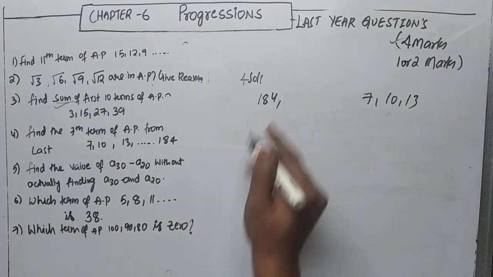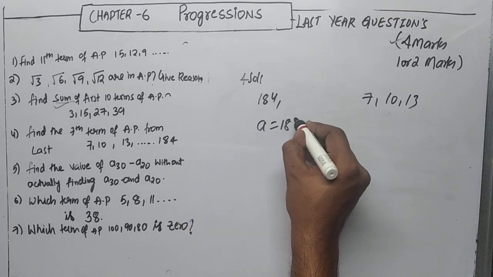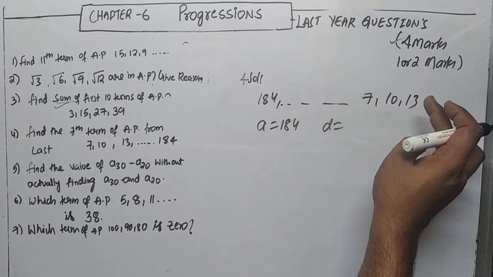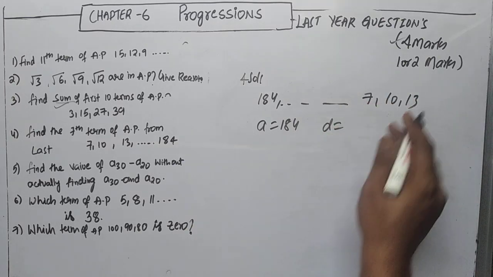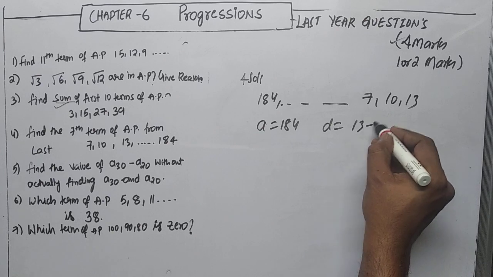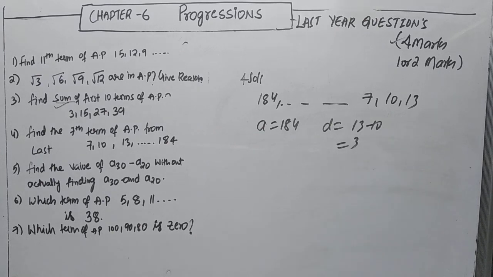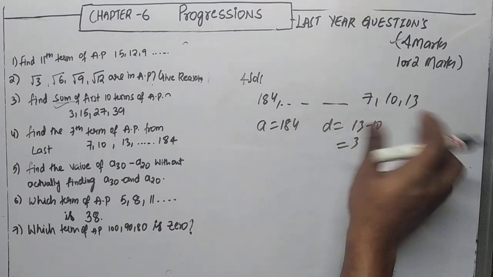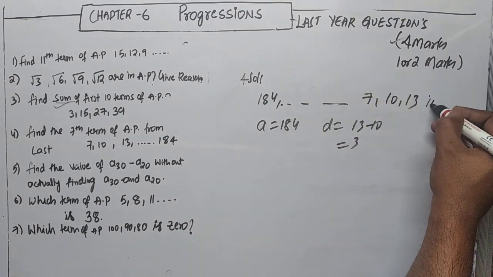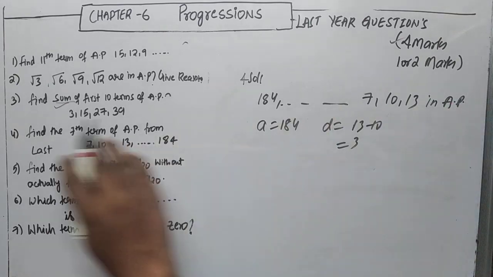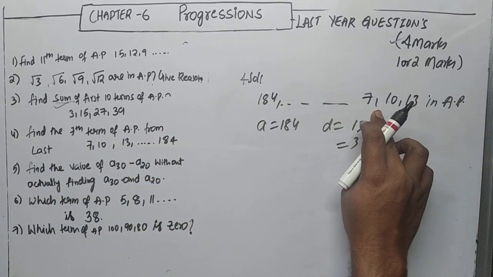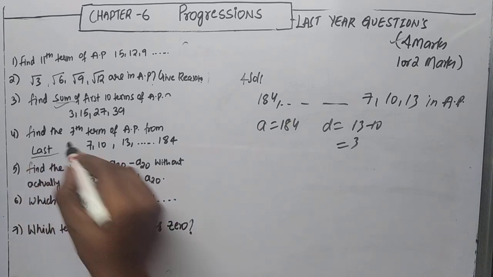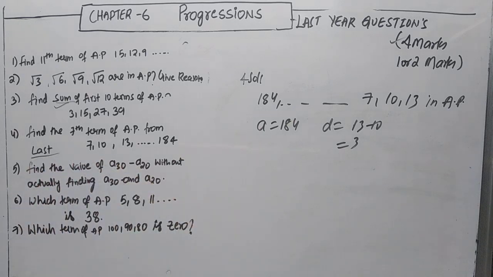So first we'll find, this is the a value, 184 here. So d value is nothing but the last term minus the last but one. So 13 minus 10, so d value is here 3. You can do it anywhere; you can find the difference between any two consecutive numbers if the question is given in AP. So he is saying that the given list is a series in AP, but is asking to find the seventh term from the last, so we have to calculate from the last.